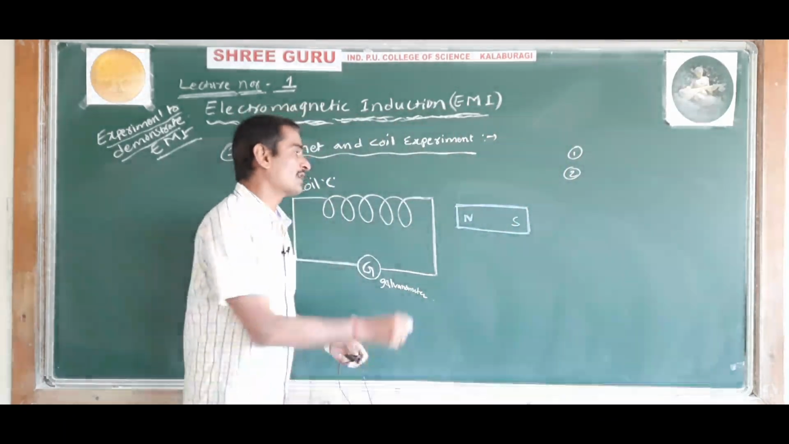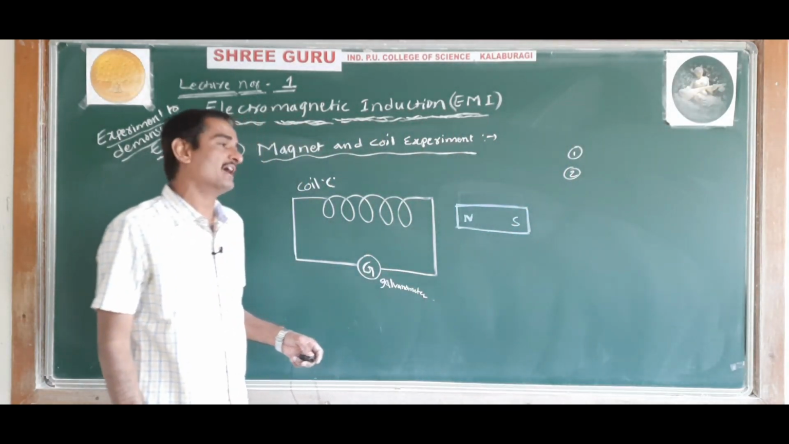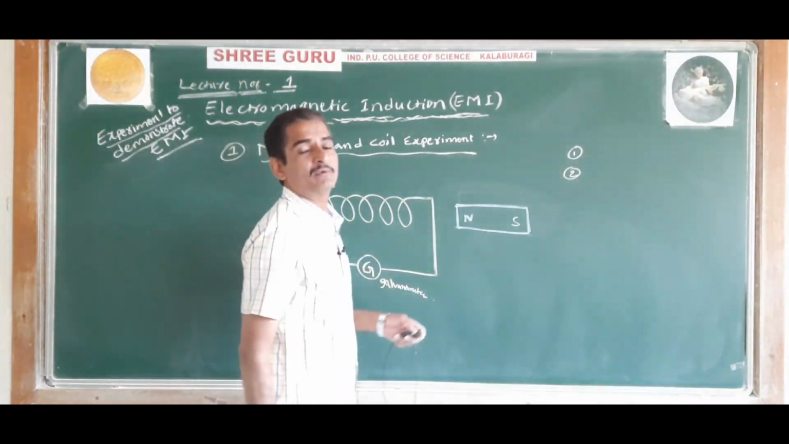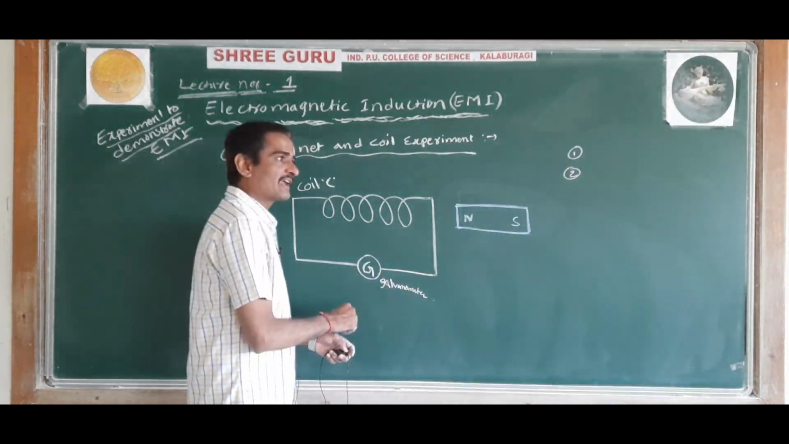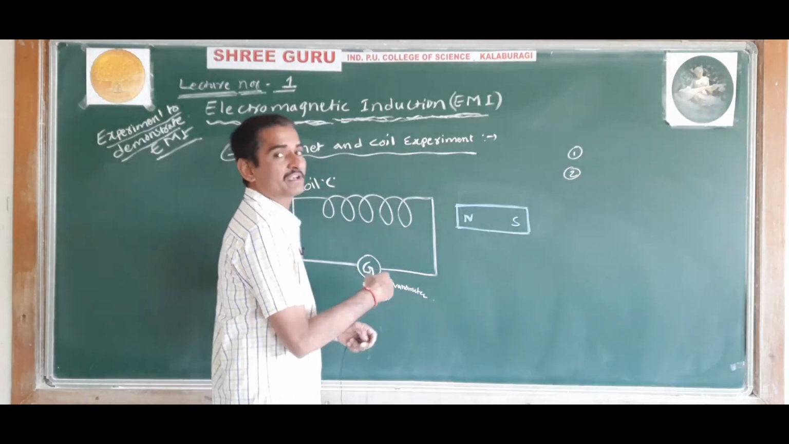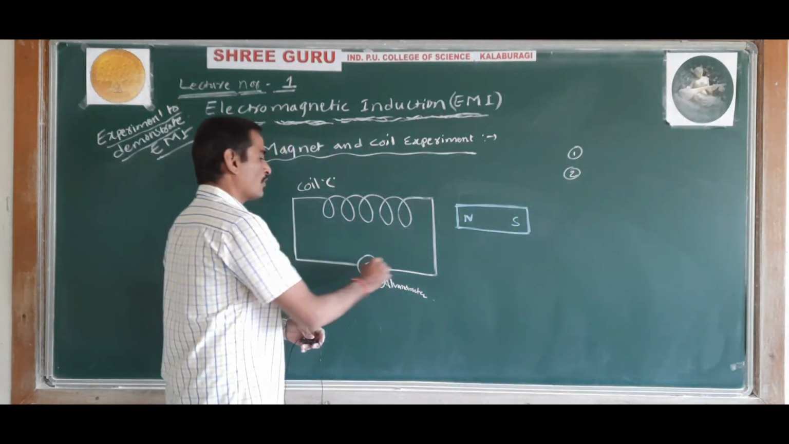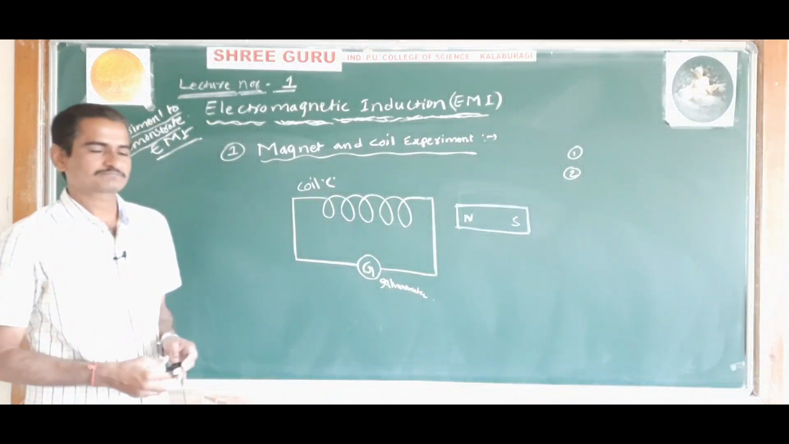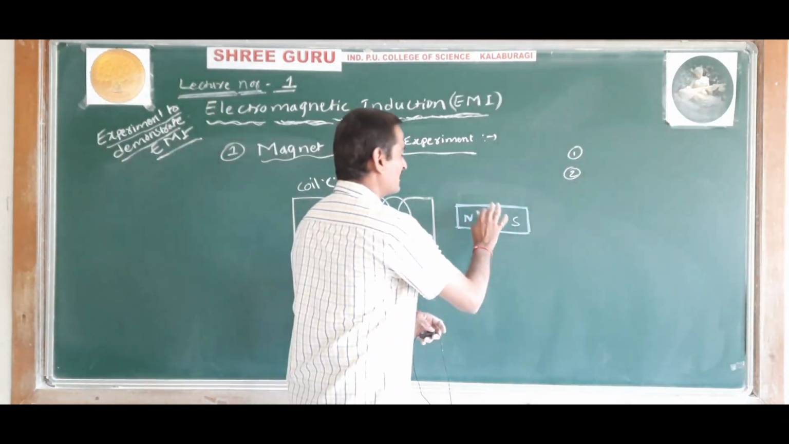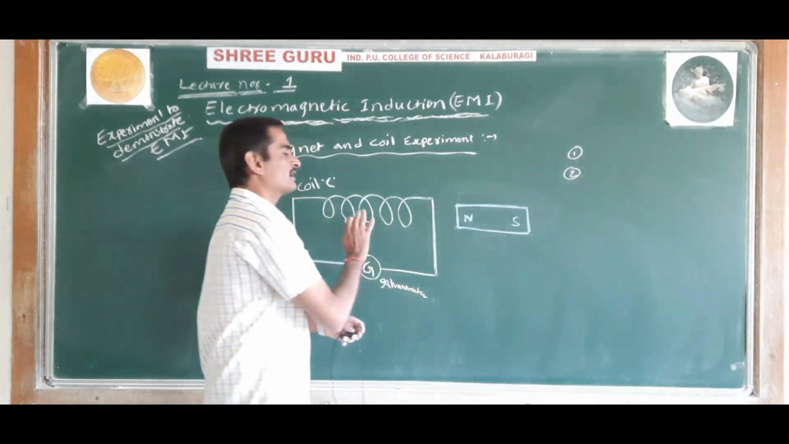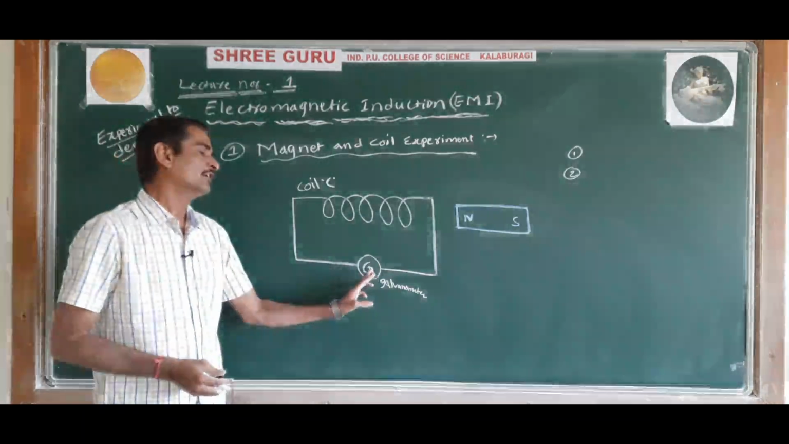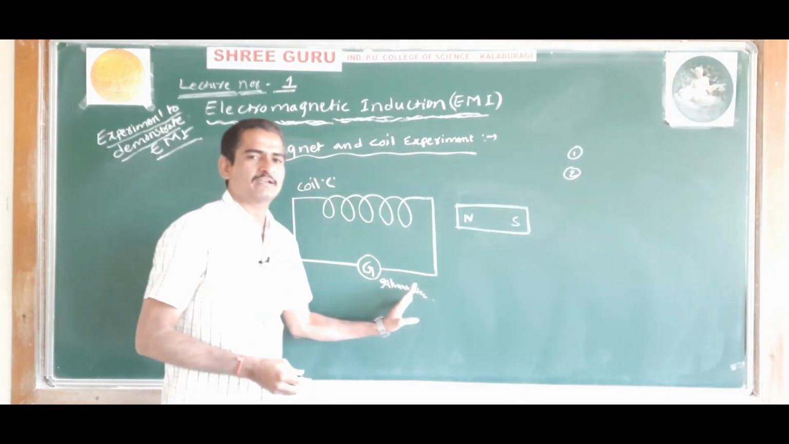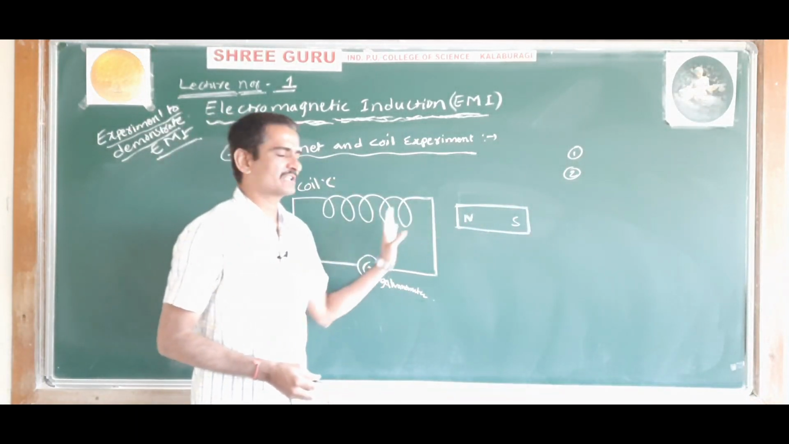When the north pole of the bar magnet is moved towards the coil, the galvanometer shows a momentary deflection. The deflection in the galvanometer indicates that there is a flow of current. See here, when the bar magnet and coil both are stationary, there was no deflection in the galvanometer. That means there is no current in the circuit when both are stationary.